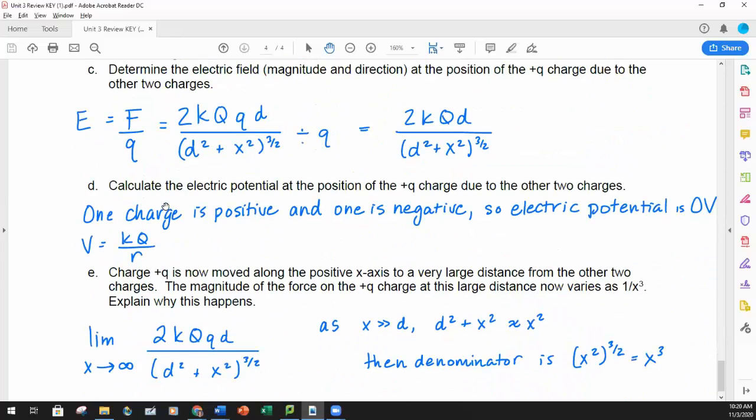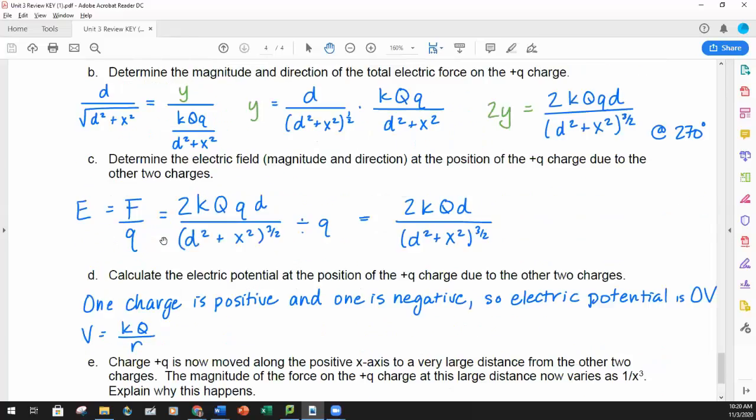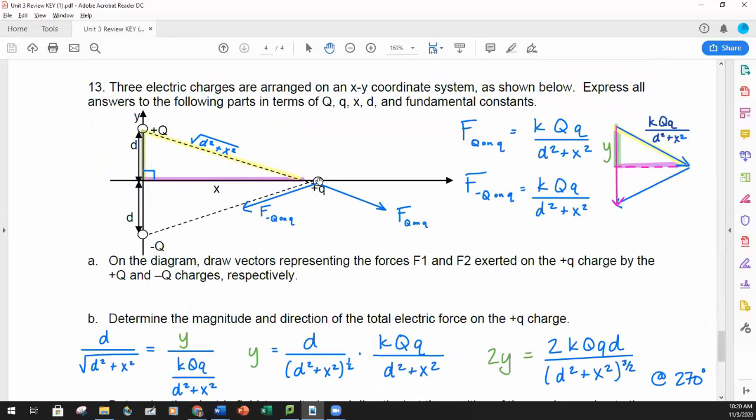Okay, then for part D, it says calculate the electric potential at the position of the plus Q charge due to the other two charges. Okay, so electric potential is kQ over r. So that's the formula. So I could do kQ over r at this position. r would be the square root of d squared plus x squared.